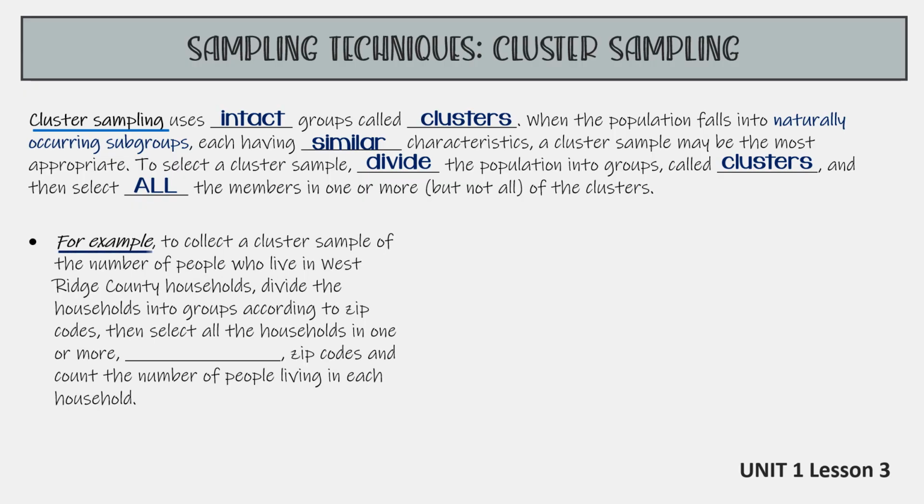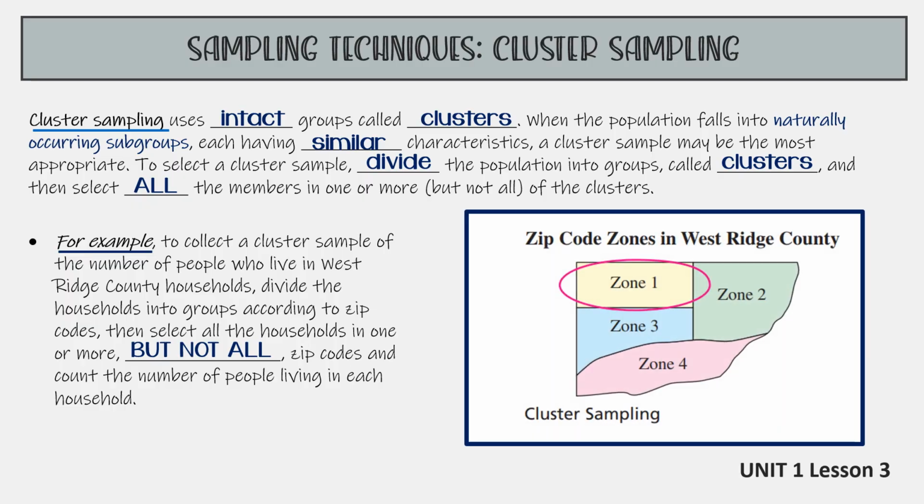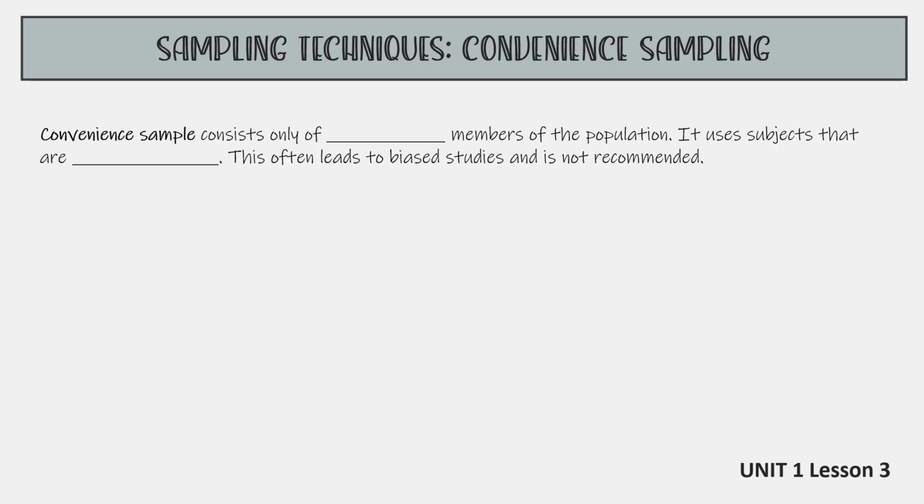For example, to collect a cluster sample of the number of people who live in West Ridge County households, divide the household into groups according to zip code. Then select all the households in one or more, but not all, zip codes, and count the number of people living in each household. So there is a map of West Ridge County and zip code zones. Randomly select one and interview all of them in that particular zone.